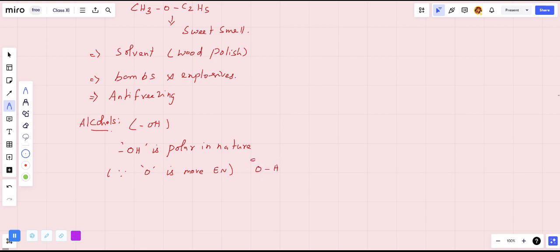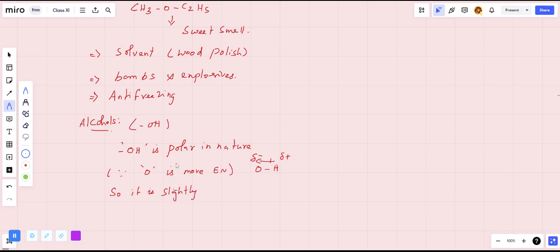Polarity in nature means, how will it be like this? As oxygen has high electronegativity, it pulls the electron towards itself, so hydrogen attains a partially positive charge. If hydrogen is positive, it definitely has an acidic character. So it is slightly acidic. Alcohol is only very slightly acidic.